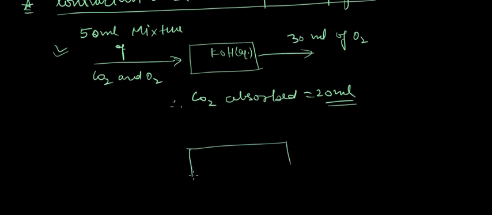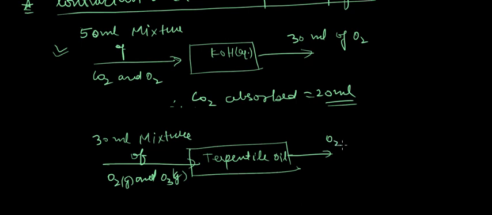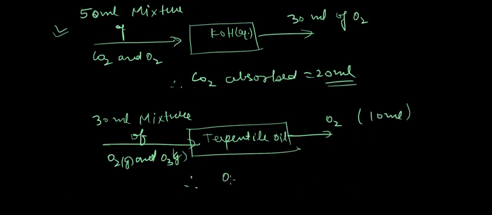Similarly, if we have a box of turpentine oil, then if we pass, let's say, 30 ml mixture of O2 gas and O3 gas, then we would be obtaining O2 gas at the end, which is 10 ml in volume. Hence we get to know that O3 absorbed, or O3 in the initial mixture, was only 20 ml.